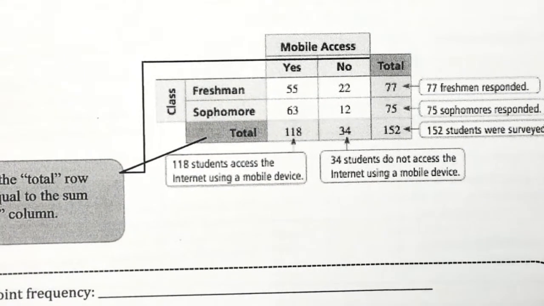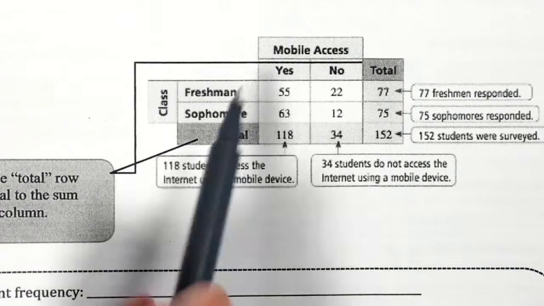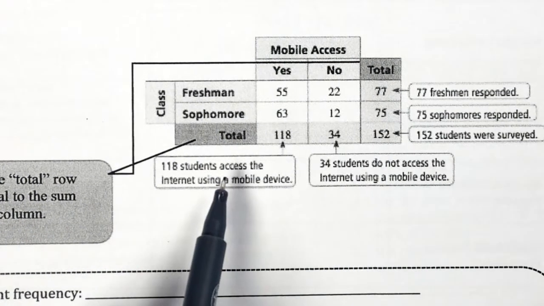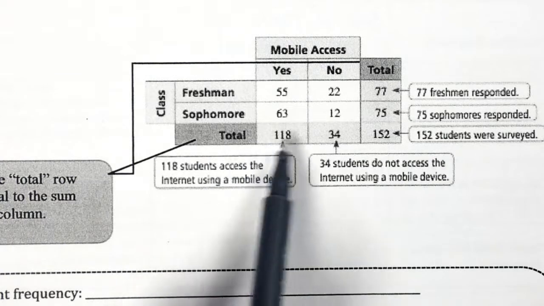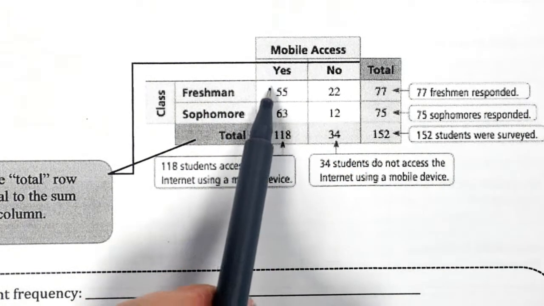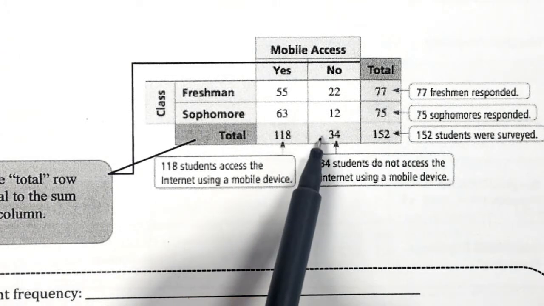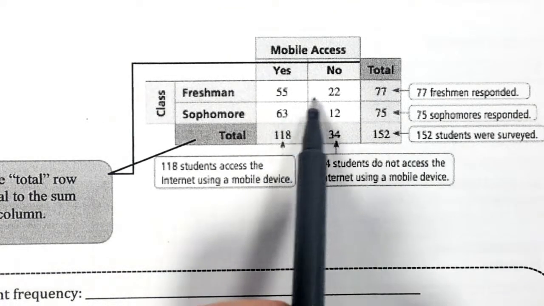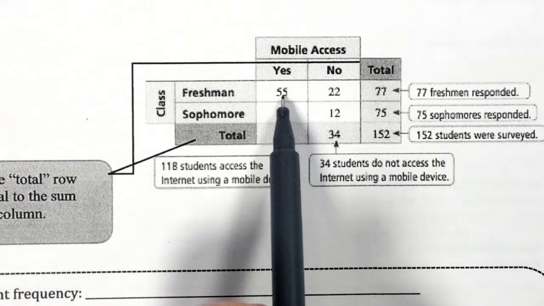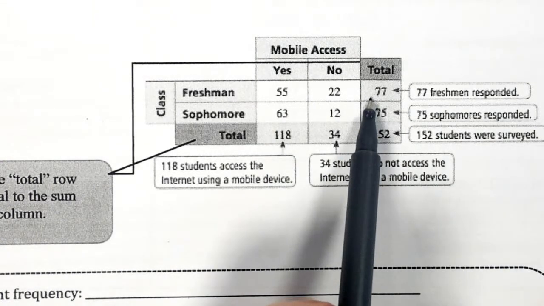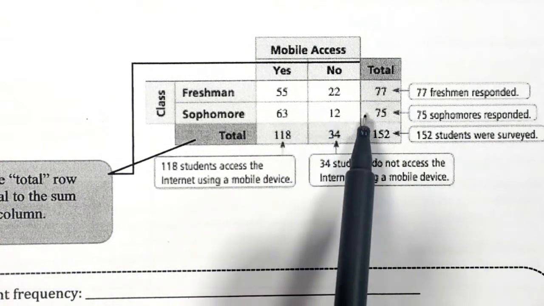So on this table, we've extended it, and now we've put in our marginal frequencies. So you're going to notice here are my totals. When I add 55 and 63, I get 118. When I add 22 and 12, I get 34. And when I add the row across, 55 and 22, that's 77. 63 and 12 is 75.